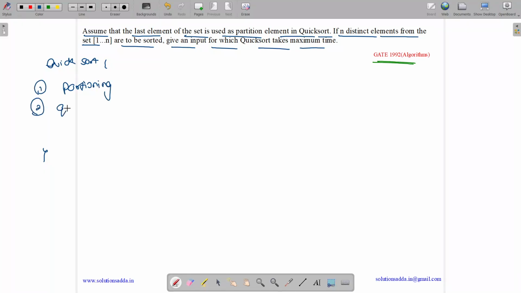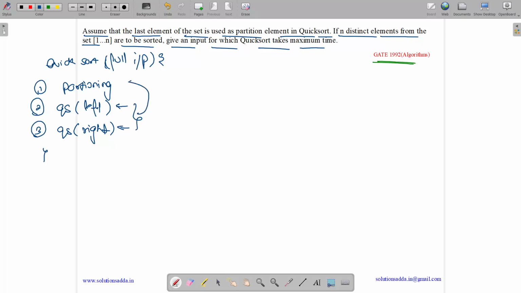Then we apply quicksort on the left side, and we apply quicksort on the right side. Quicksort is initially applied on the full input. So the complexity depends on the size of this left and right part, which in turn depends on the partitioning. Suppose we have n items and they are sorted in ascending order, like 1, 2, 3, 4, 5. Let us assume 10 items, 6, 7. Let us take n.